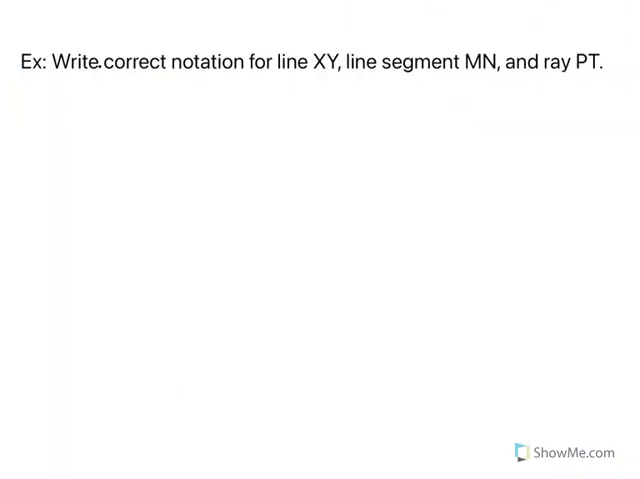Now, last, let's write the correct notation for line XY, line segment MN, and ray PT. Okay, so when it says line XY, I have X, Y, and because it's a line, we're going to put those arrows on it. Remember, the line indicates it goes in both directions. So XY with a line over it, arrows going in both directions.